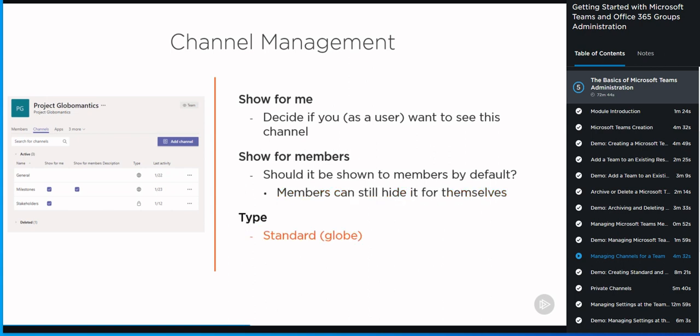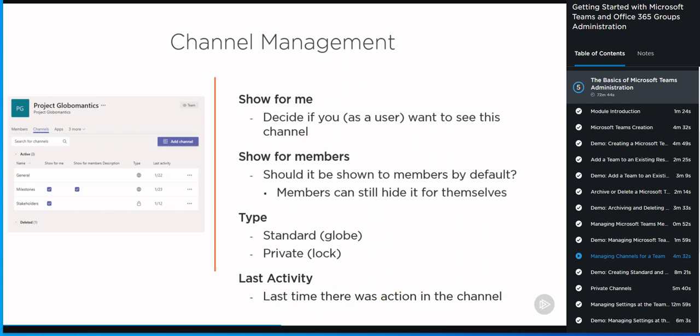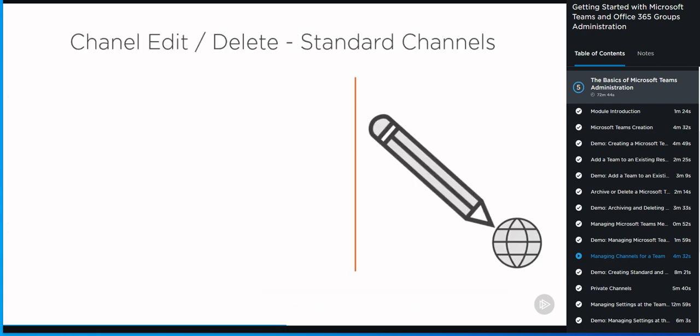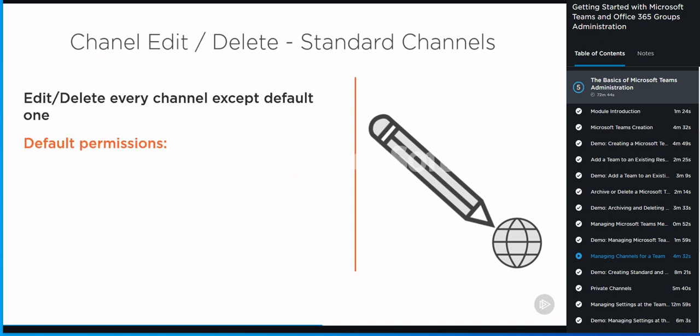Now let's talk about private channels. And we'll dive deeper into private channels later on, with some permissions and other things. But for private channels, team owners can delete every private channel in the team, and the owners of the private channels can delete the private channels they own. Really important, when you delete a private channel, the SharePoint site collection for that private channel also gets deleted. So all of the files are deleted for private channels, and they can be restored for up to 30 days.